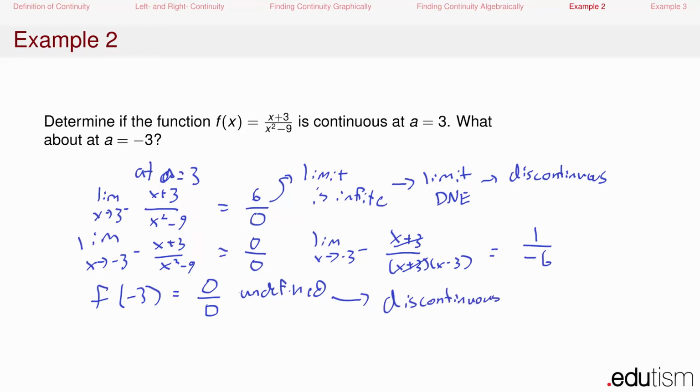Again, just to mention, if you get 0 over 0 when evaluating a limit, we're allowed to do factor and cancel. If we get 0 over 0 when evaluating a function, we're not allowed to do factor and cancel. 0 over 0 is undefined for the value of a function, but for a limit we can do more work to make it work.